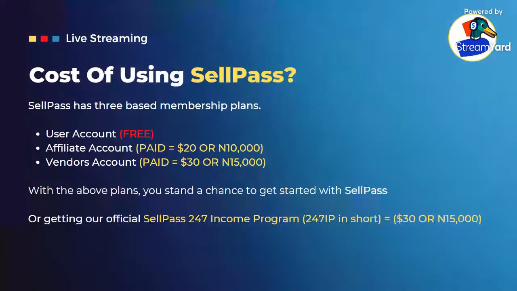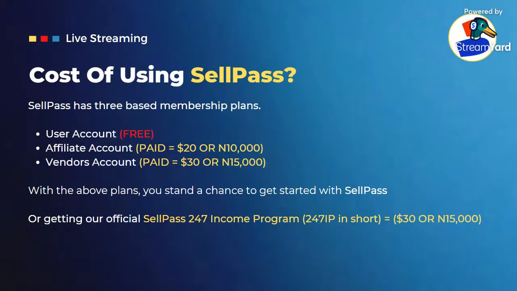Let's say, for example, you are an entrepreneur or creator in Africa or any country, you want to sell your products to the whole wide world, and you're looking for a platform that accepts payments from the whole world. You can go to SellPass, create an account as a free user, put your product there, and sell it to people. But any product you put on SellPass as a free user will not be available on the affiliate side.